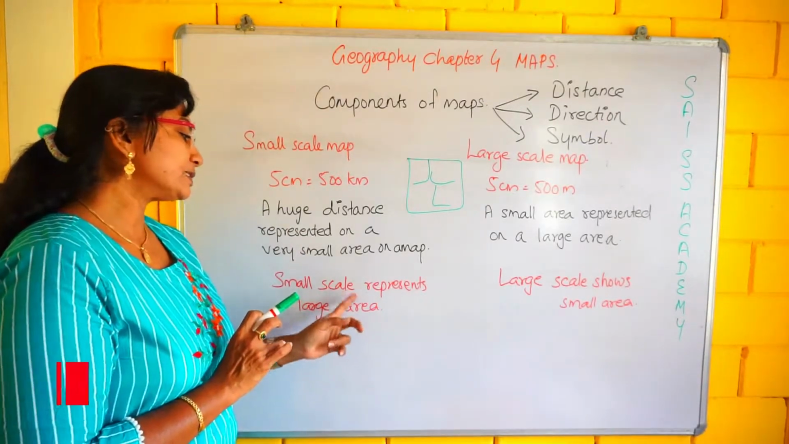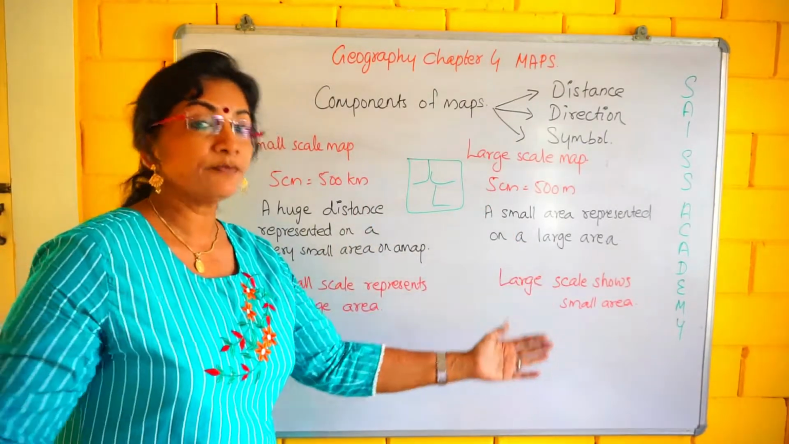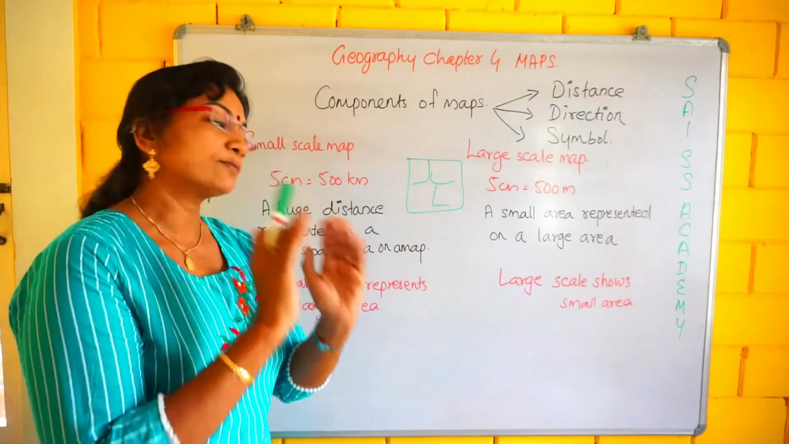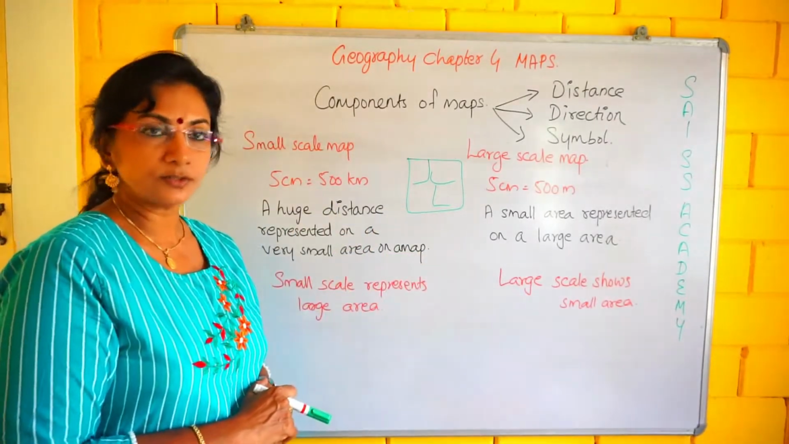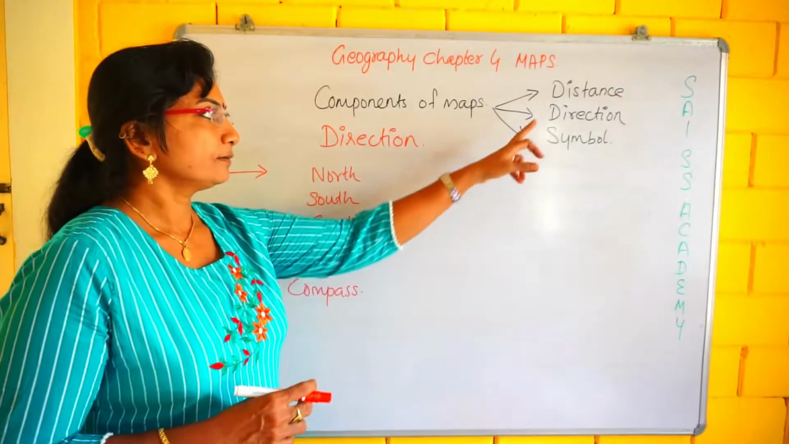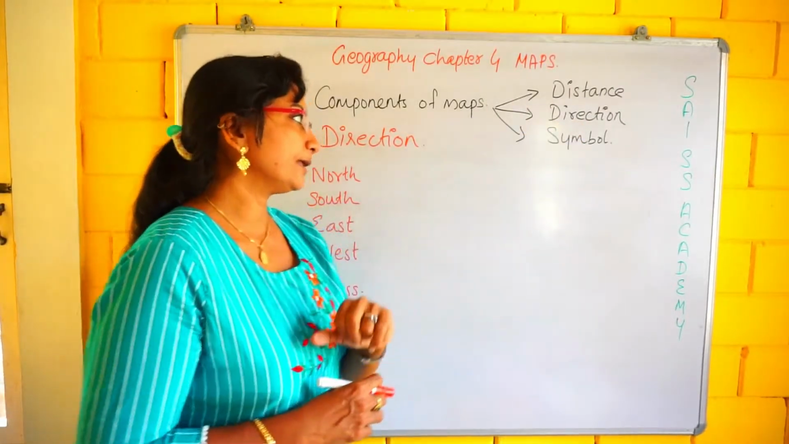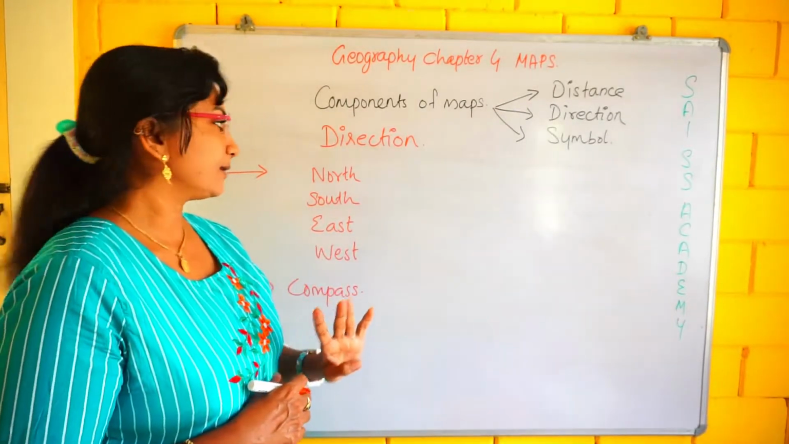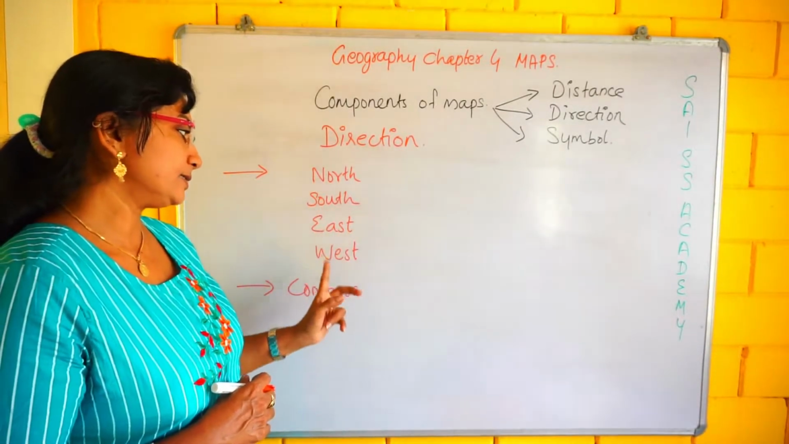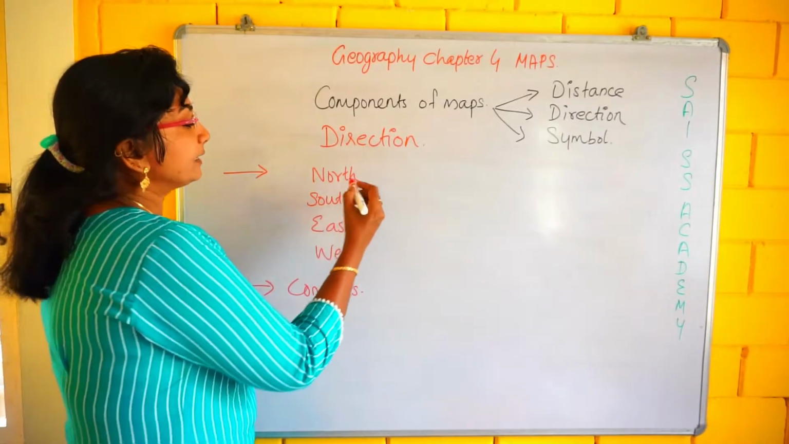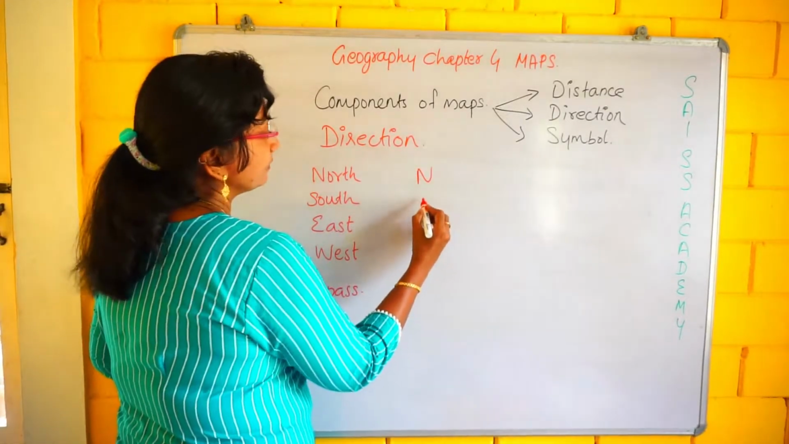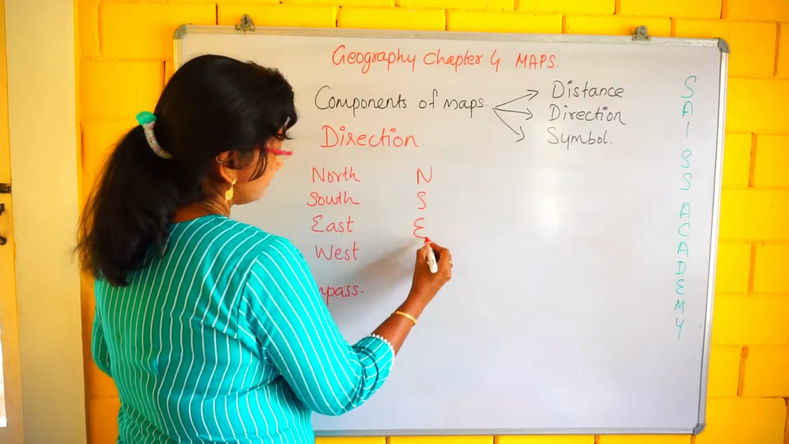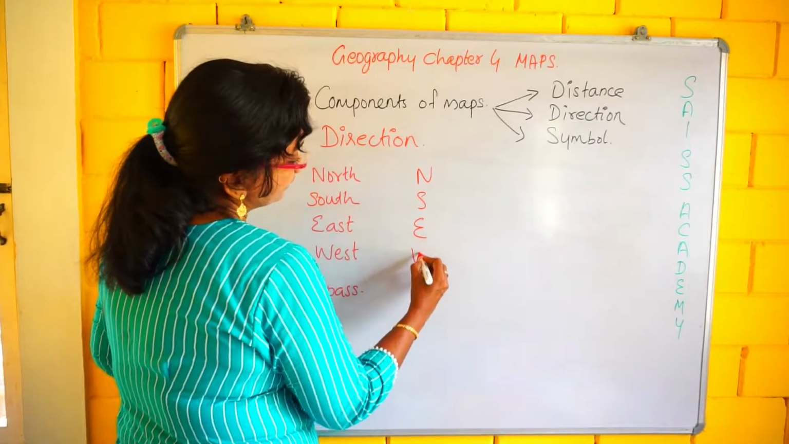What is it? Small scale represents large area. Large scale represents small area. Just opposite. Understood? Next, we have to discuss about the direction. The 4 directions are north, south, east, west. And we can denote north by N, south by S, east by E, and west by W.